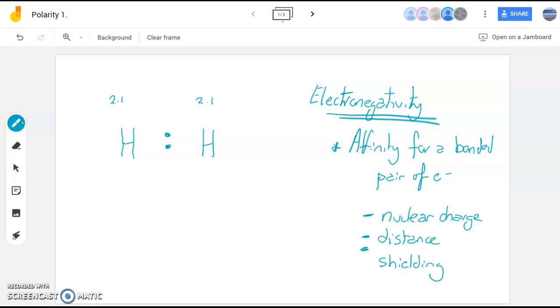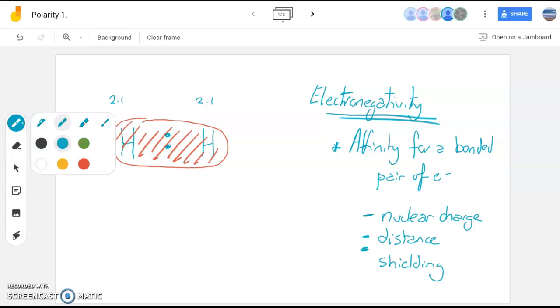All right, that means that they both have the same attraction or affinity for those bonded electrons. And if you were drawing a cloud around hydrogen, you might draw it perfectly evenly around the whole molecule, showing that the electrons are spending the same amount of time around both atoms. And so the electrons are absolutely shared evenly.